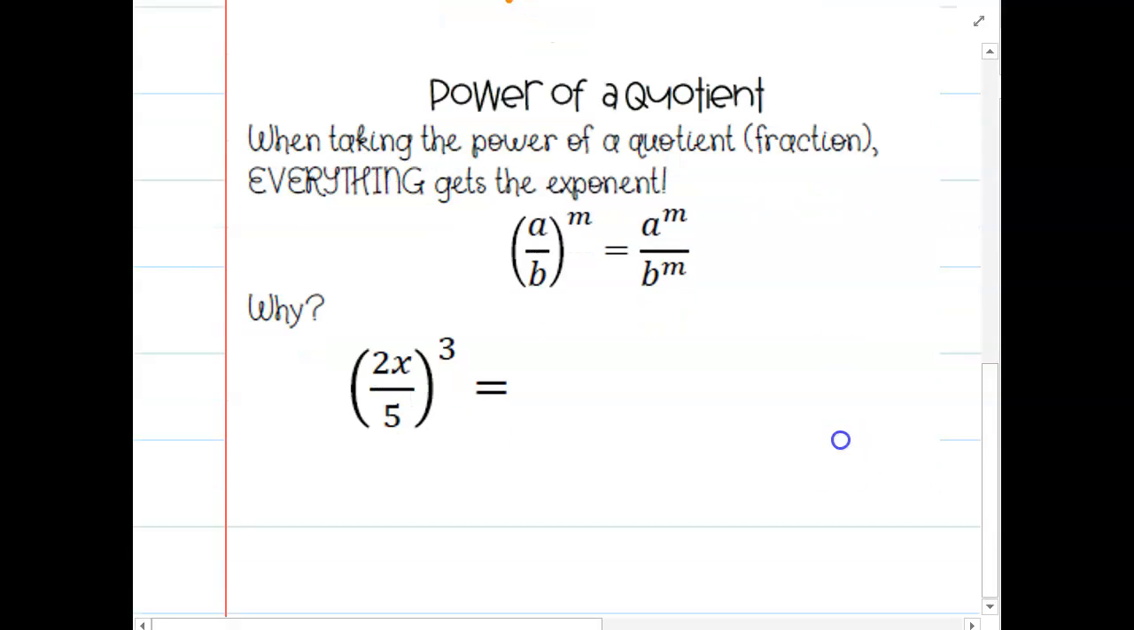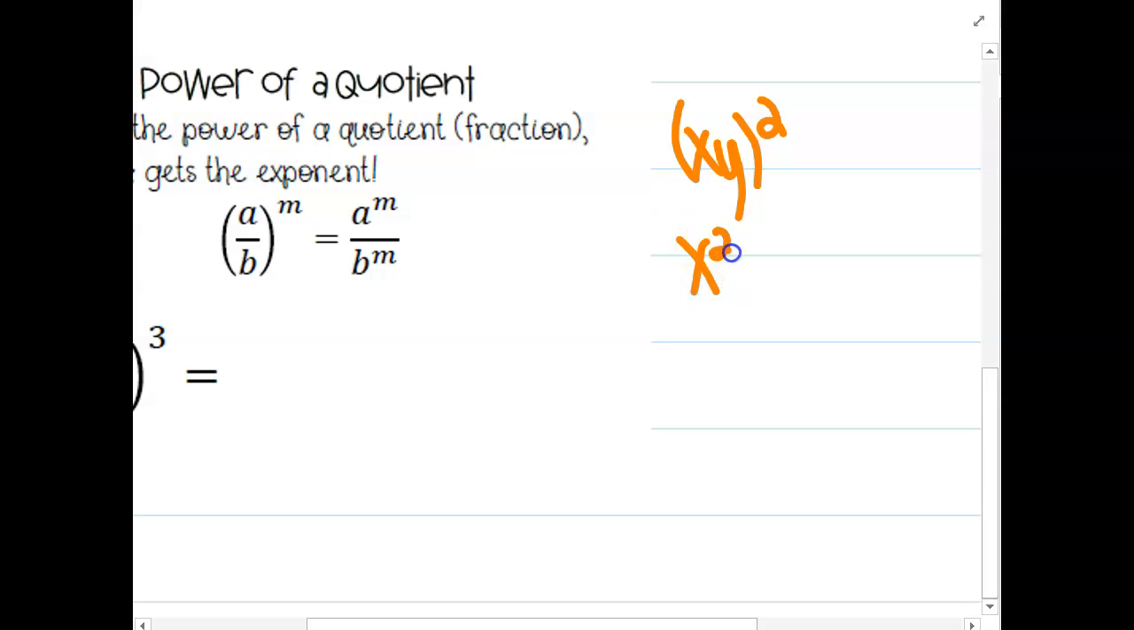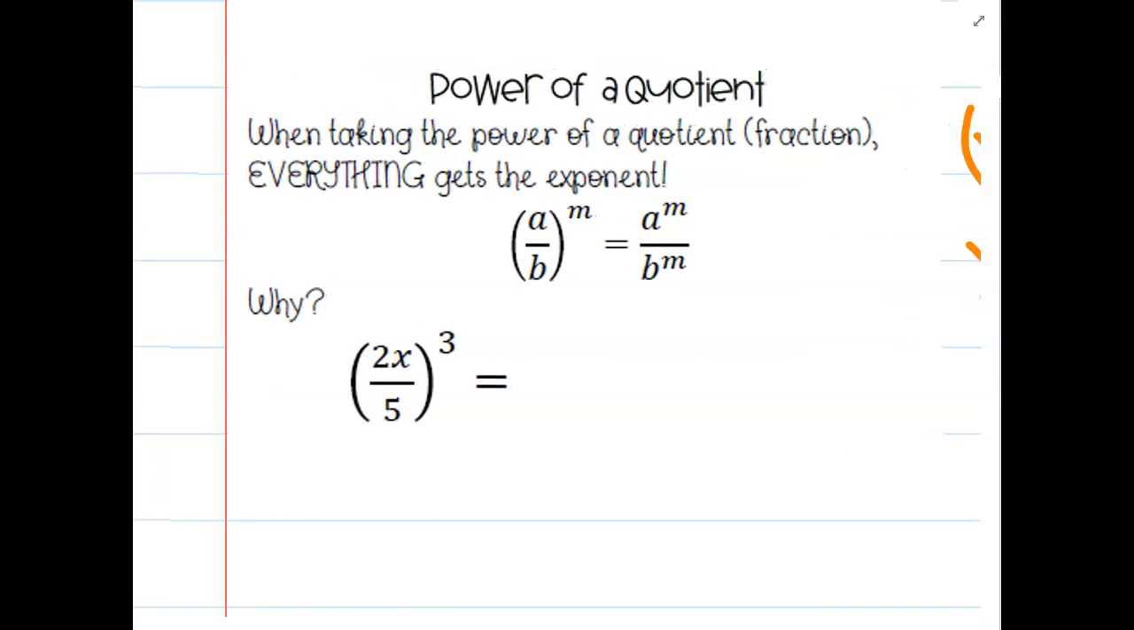Okay? Now, the other rule is going to be very similar to the power of a product. So remember the rule we learned yesterday. If I have xy squared, it means that you're going to square everything inside of those parentheses. You're going to take x squared and y squared. What happens with the power of a quotient? Basically the same thing. Everything gets the exponent.